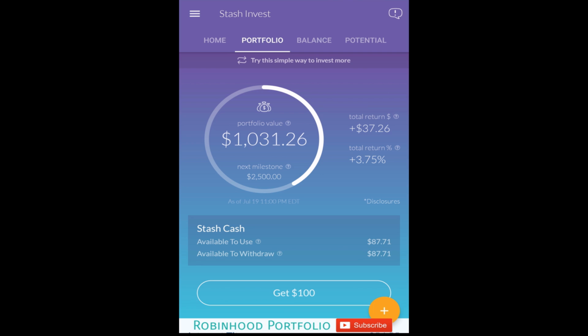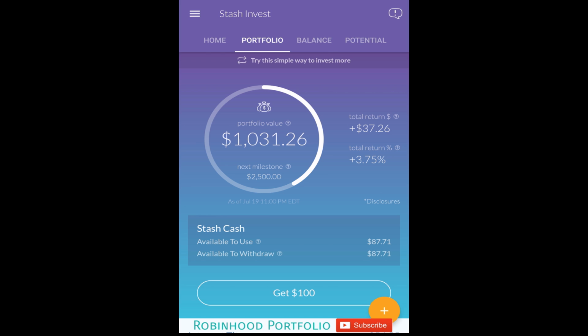Today, as you can see here, I have my Stash Invest portfolio open, as I'd like to talk about the ability to buy fractional shares of a stock. As you guys know, on Robinhood, you cannot buy fractional shares. You have to buy the entire stock. If that's a $100 stock, if that's a $500 stock, you have to put that much money in to buy one share of the stock.